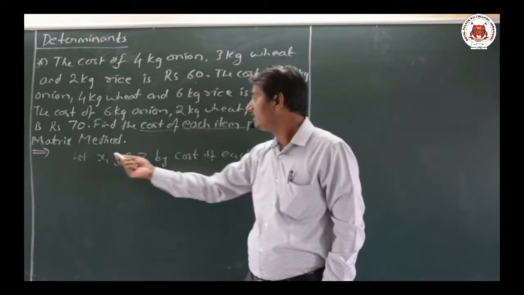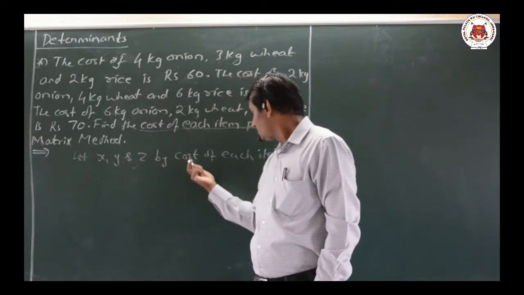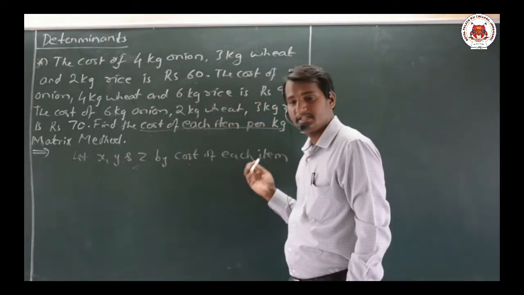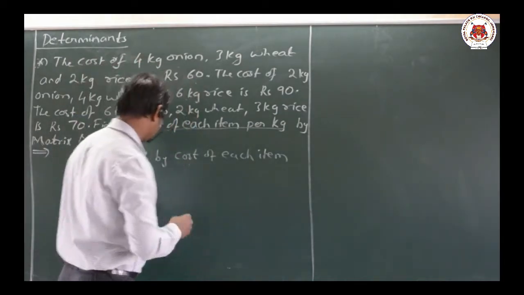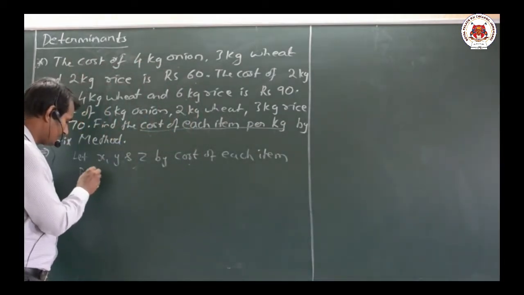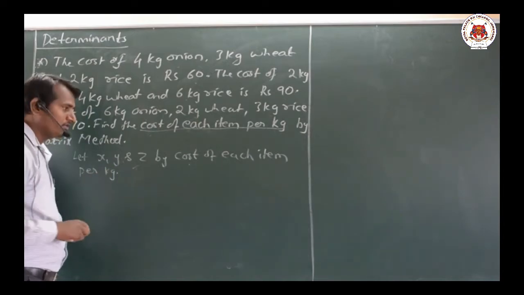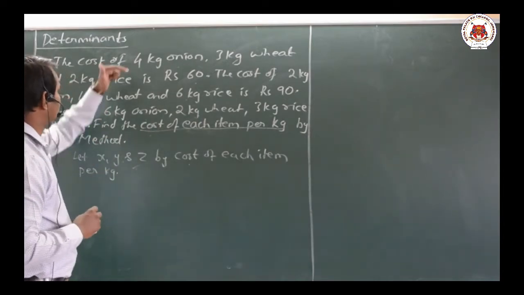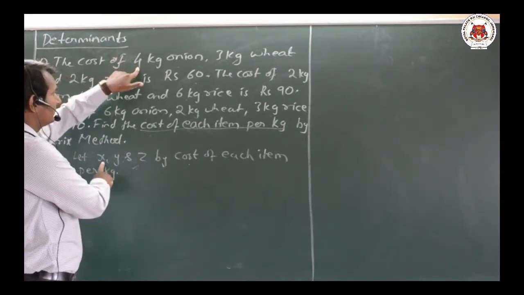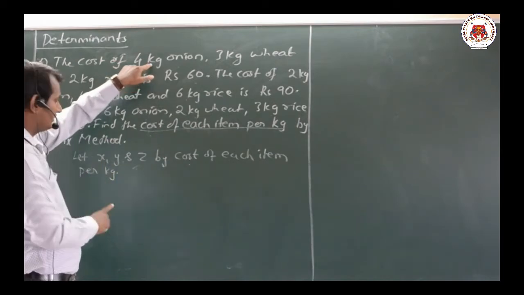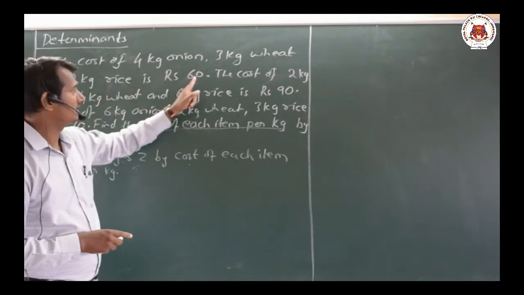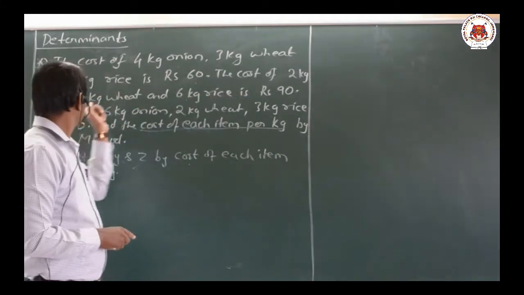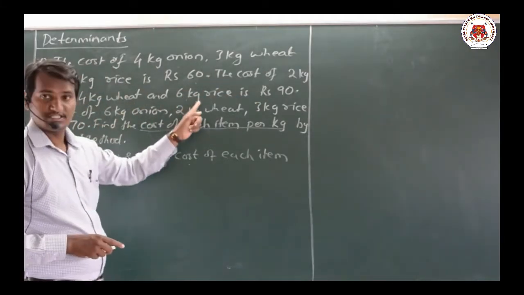Therefore we will take here, let x, y, z be the cost of each item per kg. Therefore I can write the equations as: per kg, x means onion, y means wheat and z means rice. Here also it is rupees 60, 2 kg onion, 4 kg wheat, 6 kg rice.